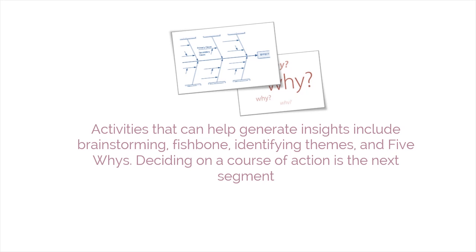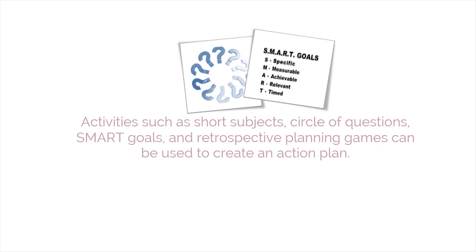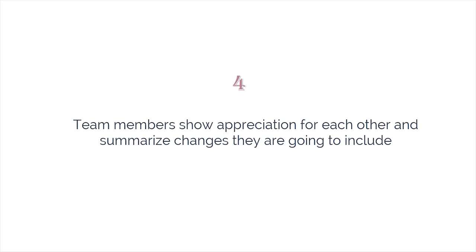Deciding on a course of action is the next segment. Based on the insights, team members plan how they will act differently on the next iteration. Activities such as short subjects, circle of questions, SMART goals, and retrospective planning games can be used to create an action plan.